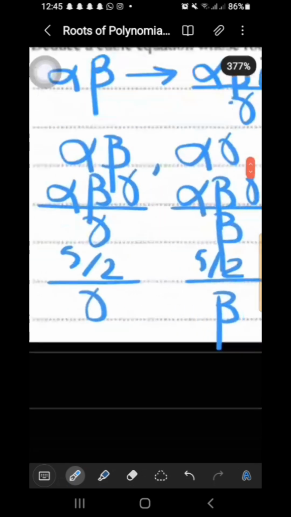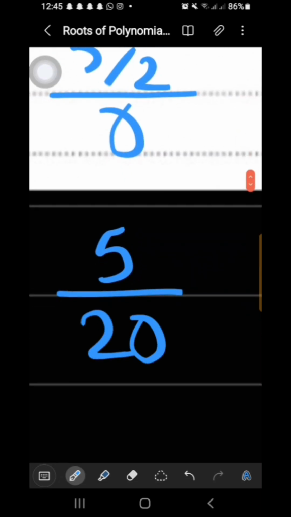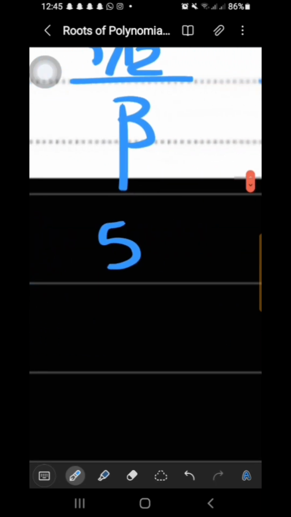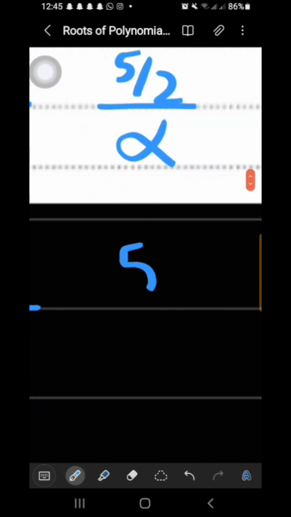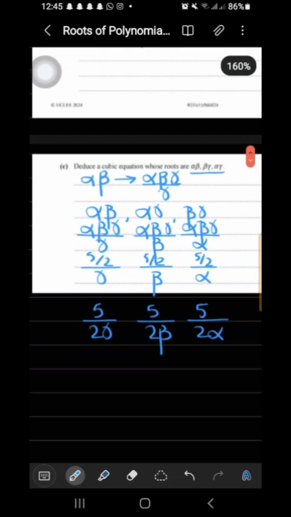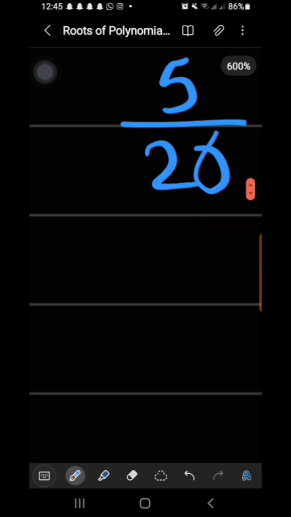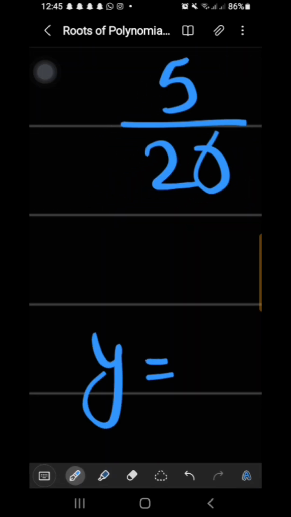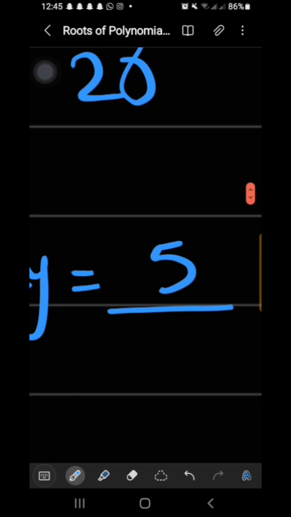So now we can do this. 5 divided by 2 gamma, 5 divided by 2 beta and 5 divided by 2 alpha. So we can use a substitution now easily, and here we have a choice. We can take 5 divided by 2 gamma, 5 divided by 2 beta, or 5 divided by 2 alpha. I'm going to take 5 divided by 2 alpha here.